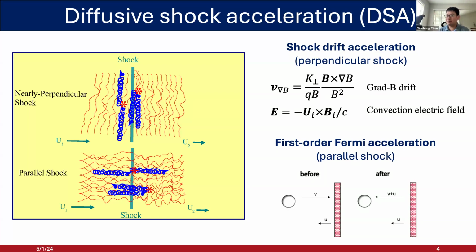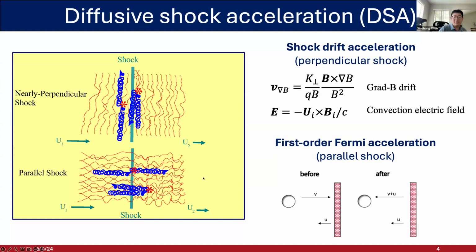And each time the particle crosses the shock surface, it will be accelerated by the convection electric field. And this is a very efficient way to accelerate particles to very high energy, because the gyro frequency is very high, the gyro period is very small for these particles.